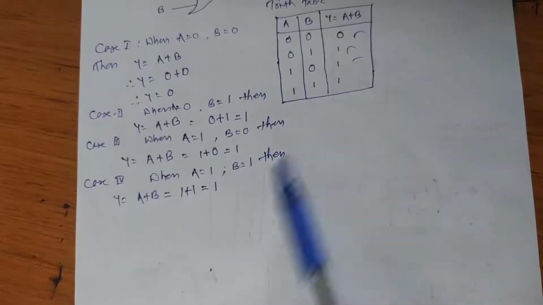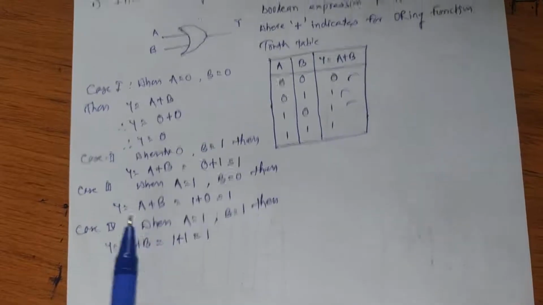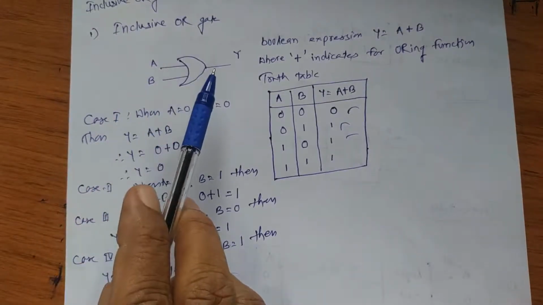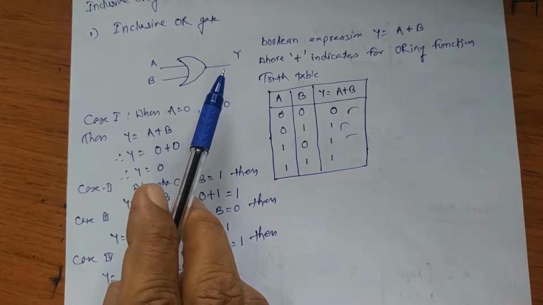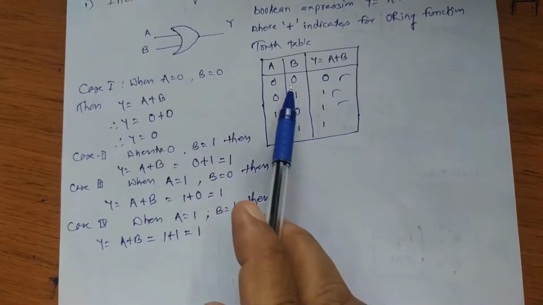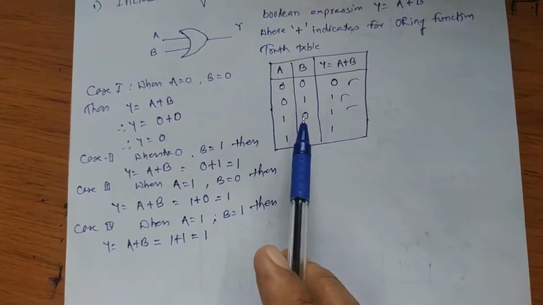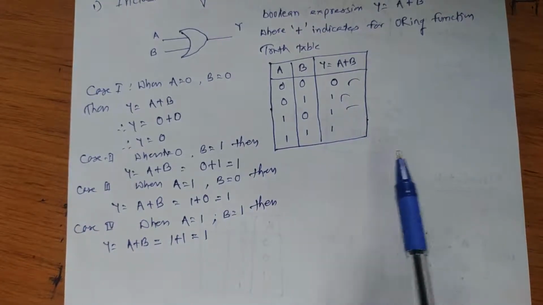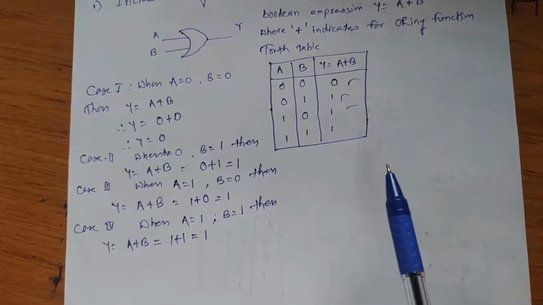OR gate is a logic circuit which has two or more input signals but only one output. When any input is high, output is high. Such a logic circuit is known as an OR gate.